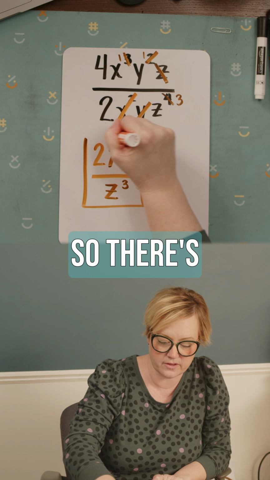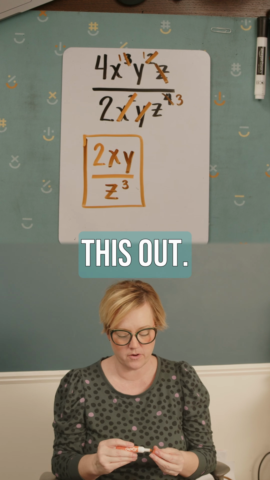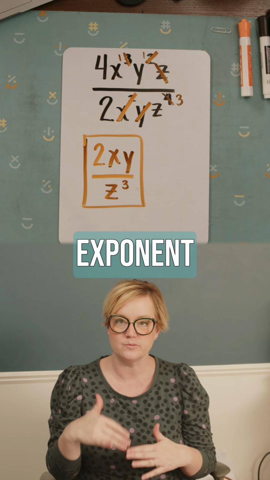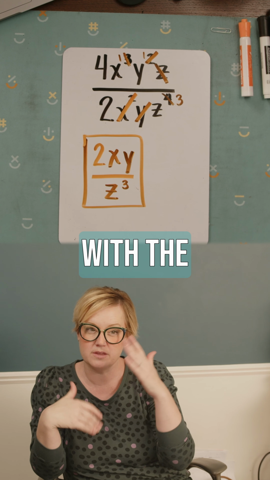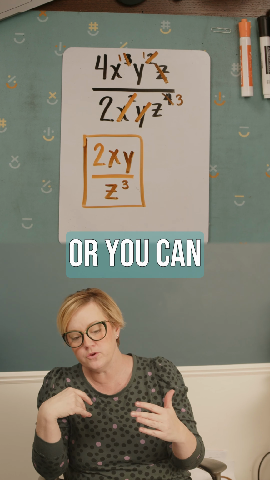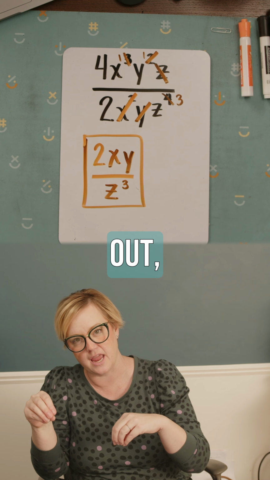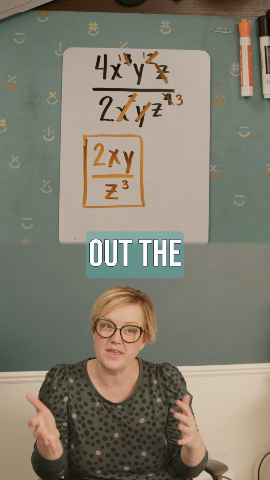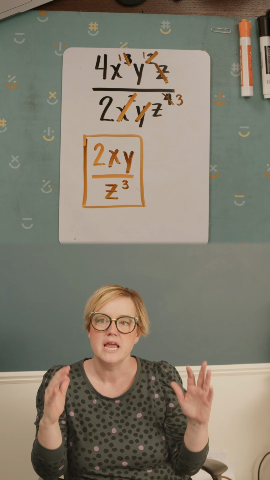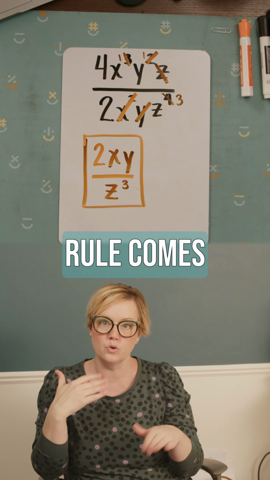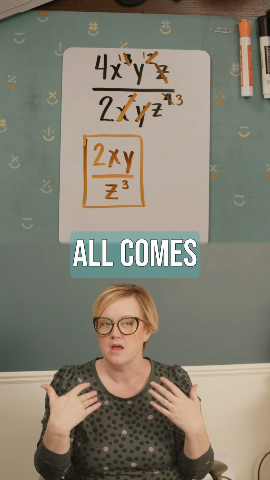So there are a few different ways to work this out. You can think of it with the exponent rules, where you're subtracting with the division, or you can think of it as just canceling out. And actually canceling out the variables is where that division rule comes into play and where it all comes from.